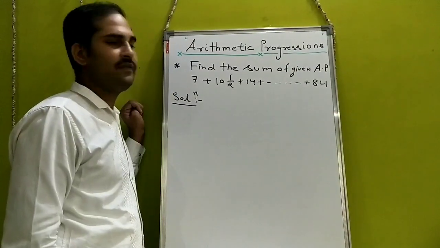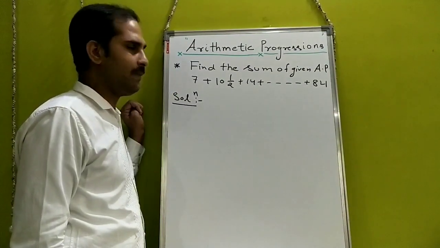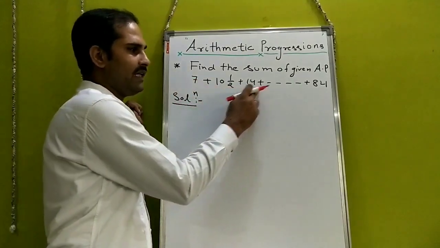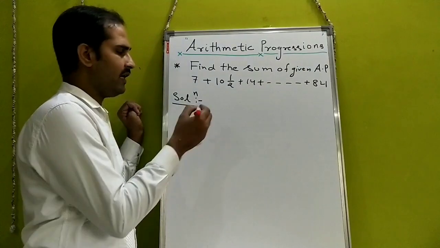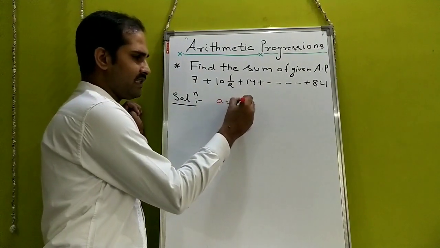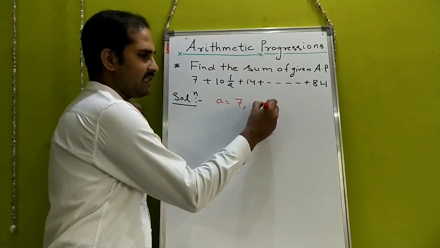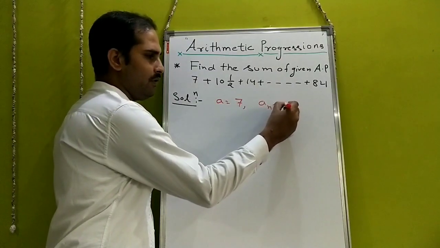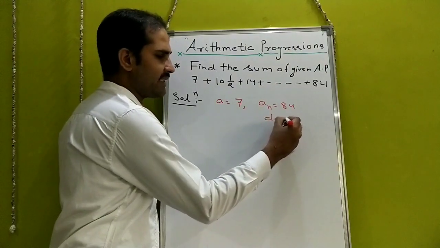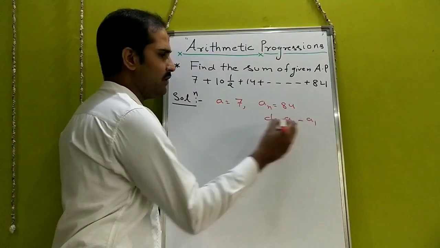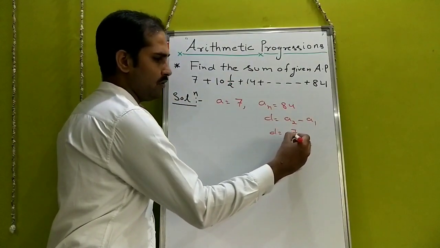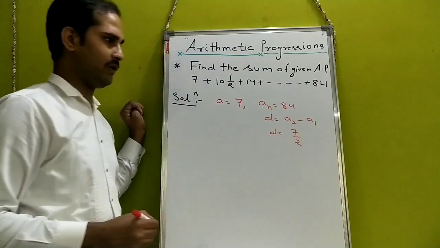In the next question, we have to find the sum of the given AP. The terms are 7, 10 and a half, 14, and the last term is 84. So first we have to write the given terms: a, the first term, is 7, the last term an is 84, and the common difference is obtained by subtracting the first term from the second term. So 10 and a half minus 7, we can easily find out, that is 7 by 2. So the common difference is 7 by 2.